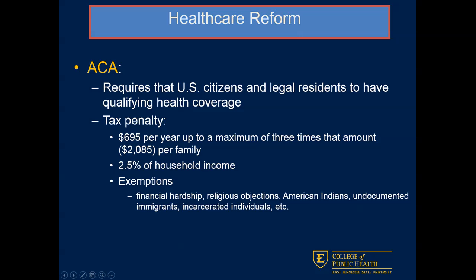The individual mandate, again, says that all residents have to have that qualifying coverage. And that those without that coverage must pay a tax penalty. Now, those tax penalties are set up to either $695 per year up to a maximum of 3 times that amount, so you would be at around a little over $2,000 per family, or 2.5% of household income. So the greater of the two is what you would pay in your tax penalty there.